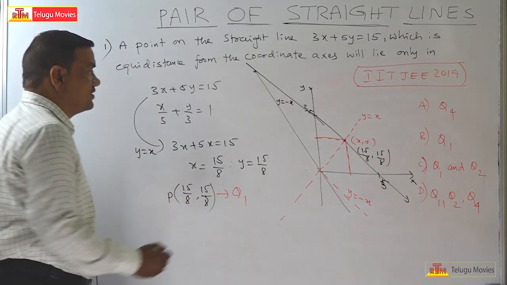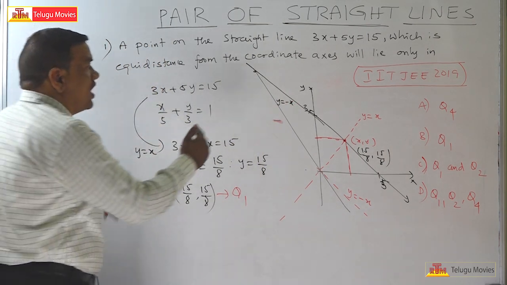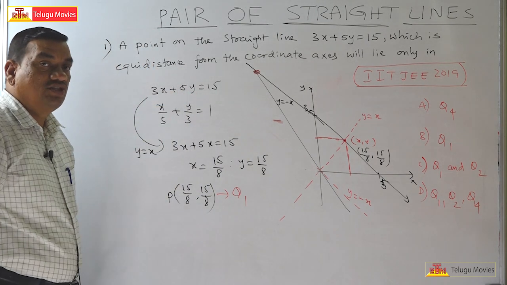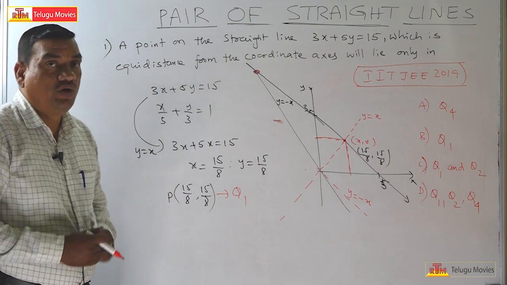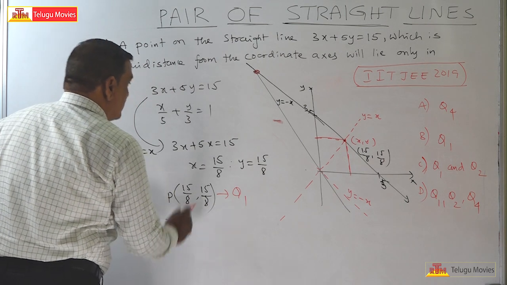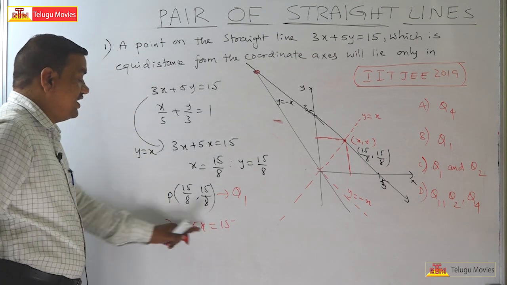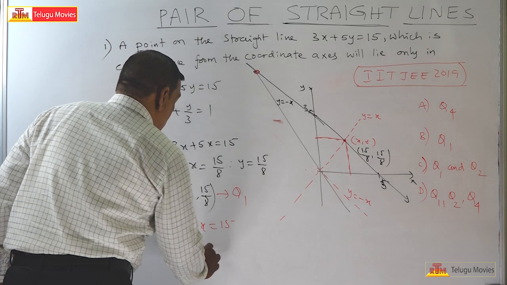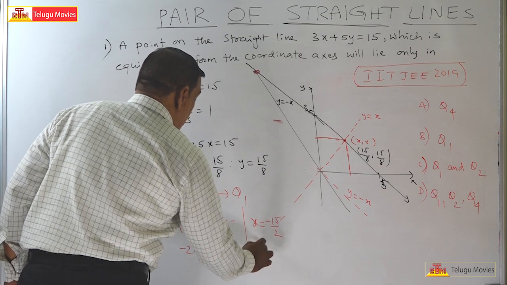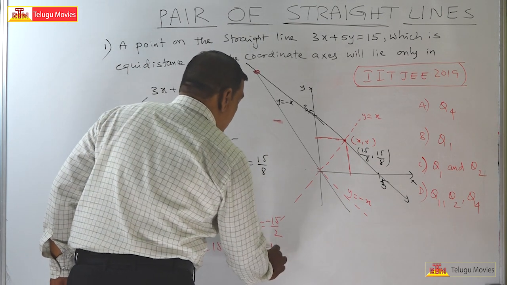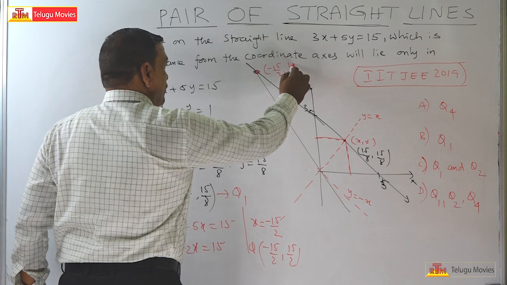With y = -x, wherever y is there, substitute -x. So we have to solve these two equations, 3x + 5y = 15 and y = -x. So 3x - 5x = 15, that is -2x = 15, so x = -15/2. So the other point is (-15/2, 15/2).